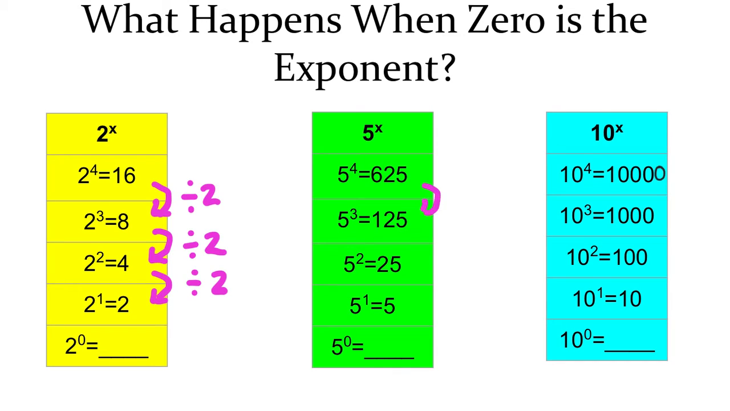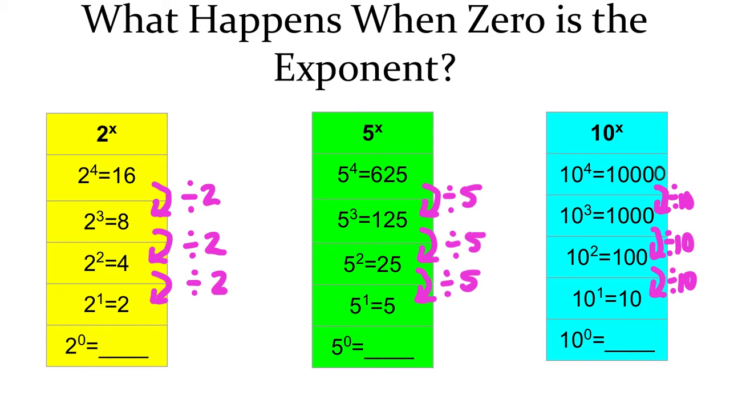To get from 625 to 125, I'm dividing by 5. From 125 to 25, I divide by 5. And from 25 to 5, I divide by 5. And in the last table, I have the tens table, where 10 to the 4th power is 10,000, 10 to the 3rd is 1,000, 10 squared is 100, and 10 to the 1st is 10. To get from 10,000 to 1,000, you divide by 10. The same thing from 1,000 to 100, and from 100 to 10, I divide by 10.